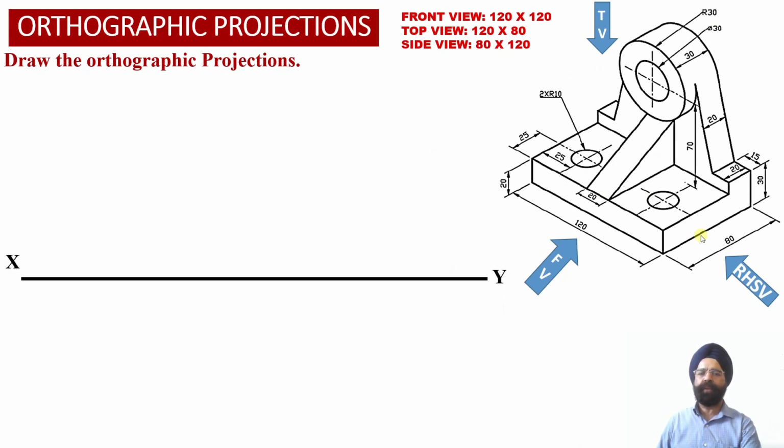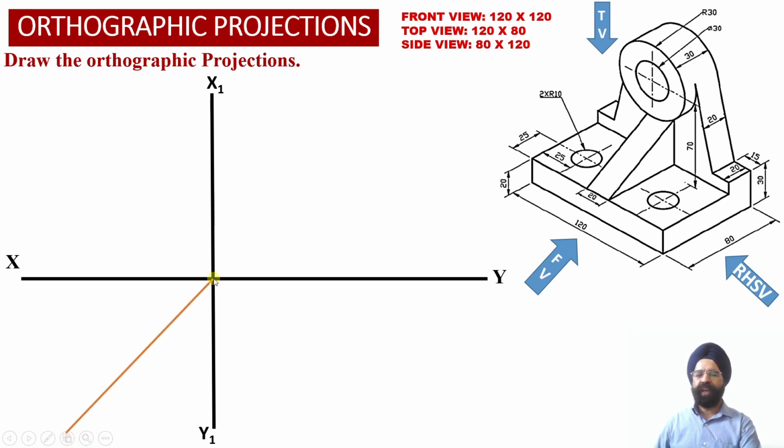So in order to obtain projections of this object, we have drawn the XY reference line and the X1, Y1 reference line, and we have also marked a transfer line through the intersection of the XY and X1, Y1 reference lines, inclined at an angle of 45 degree with respect to the XY reference line, such that using this transfer line, we should be able to transfer the distances along the depth of the solid from the top view projection into the right hand side view projection.